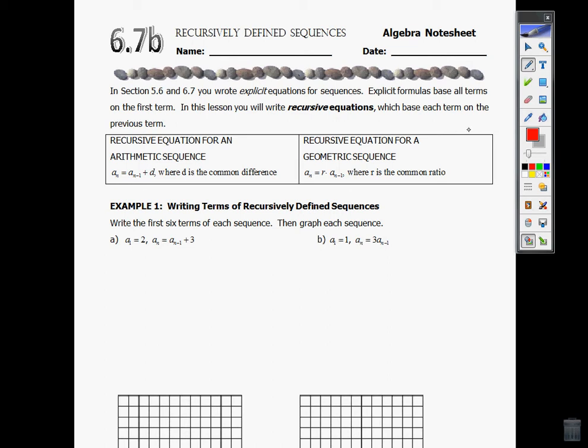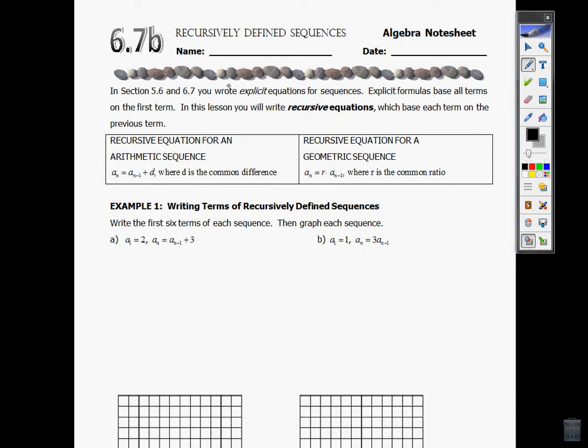Hello! Today we're doing an extension off of 6.7, which is about recursively defined sequences. Now I know hearing that you're probably all thinking, oh awesome, great, I have absolutely no idea what any of those three words meant. But hopefully by the end of this it won't seem so terrible.